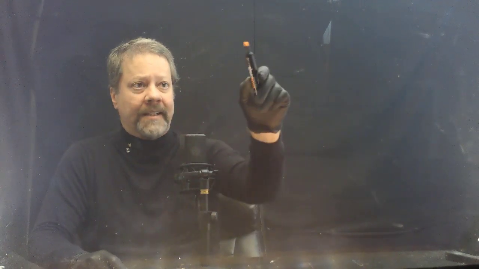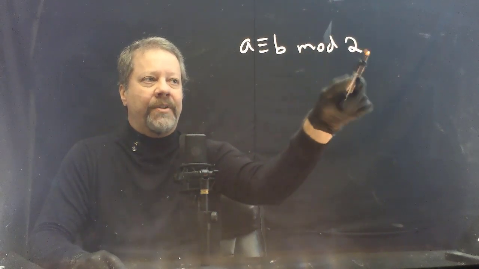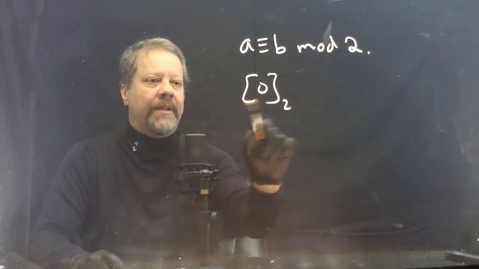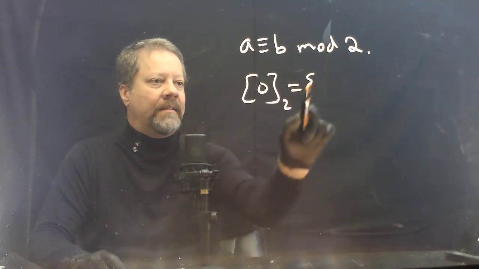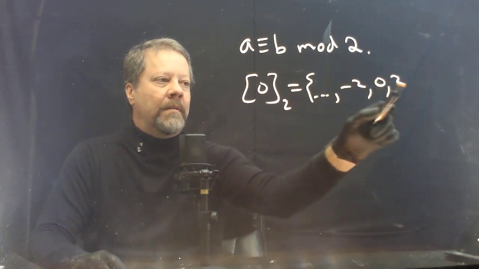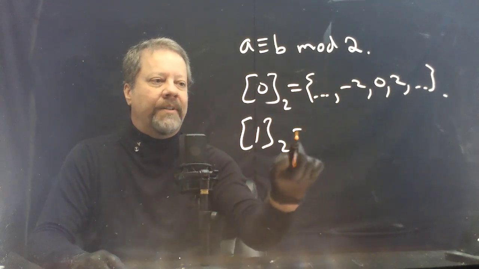Let's look at a recent example. A is congruent to B mod 2. What are the equivalence classes mod 2? What is the equivalence class mod 2 of 0? And how about the equivalence class of 1 mod 2?